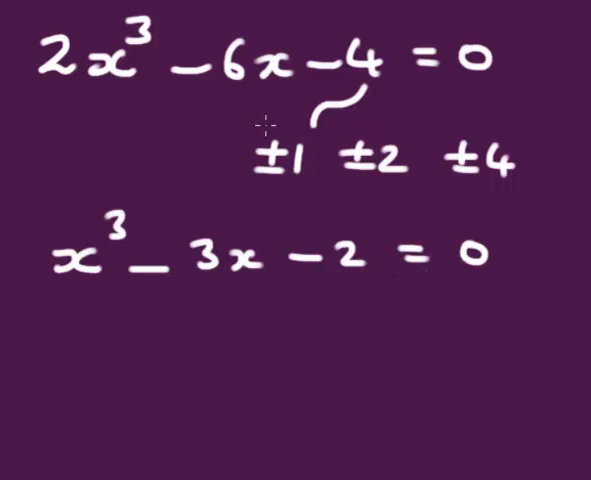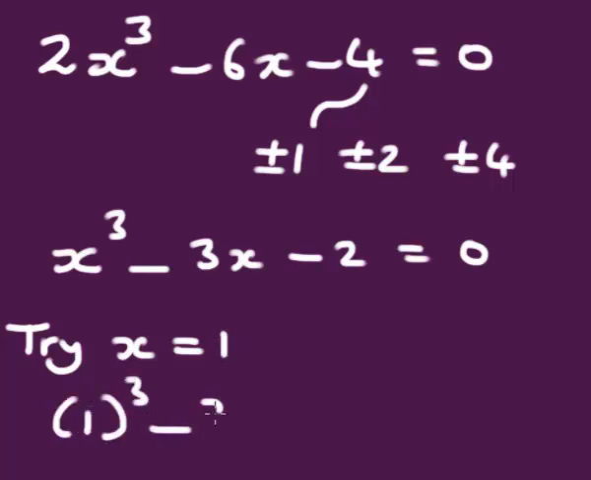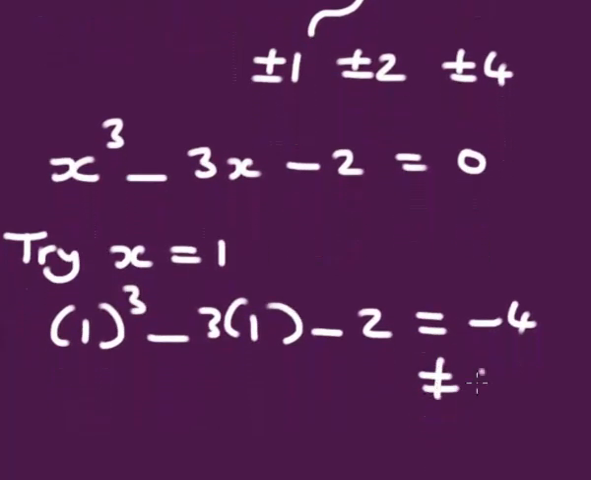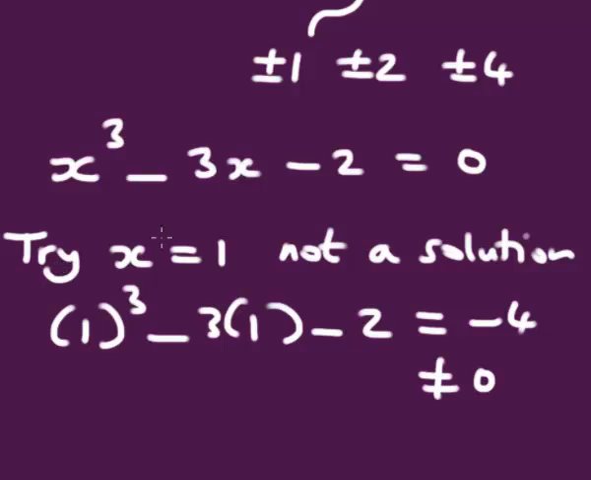Okay, now we've got a test. We've divided, we've made it simple. Which of these 6 factors are going to be solutions to the equation? So should I try x equals 1? Let's see. So try x equals 1. What does that give us? 1 cubed minus 3 times 1 minus 2. What does that equal? Well, 1 minus 3 is negative 2, minus 2 is negative 4. It's not equal to the right side, which is 0, so this is not a solution. Okay, no problem. That's not going to work for us.